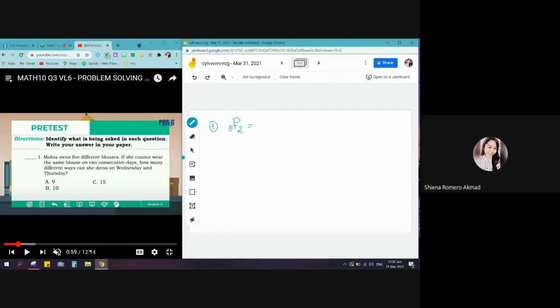so substitute natin siya sa formula. Permutation of n taken r at a time is equal to n factorial divided by (n minus r) factorial. So that's 5 factorial divided by 5 minus 2 factorial. We'll get 5 factorial divided by 3 factorial. So this will be 5 times 4 times 3 factorial divided by 3 factorial, which is equal to 20. Okay? So the answer here is 20.